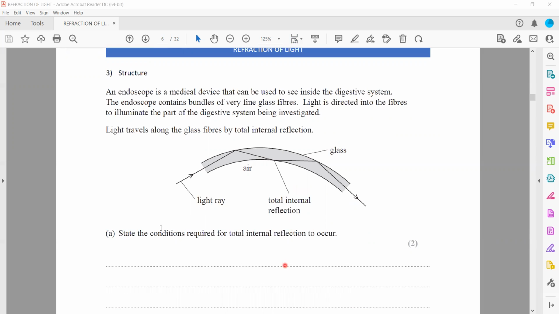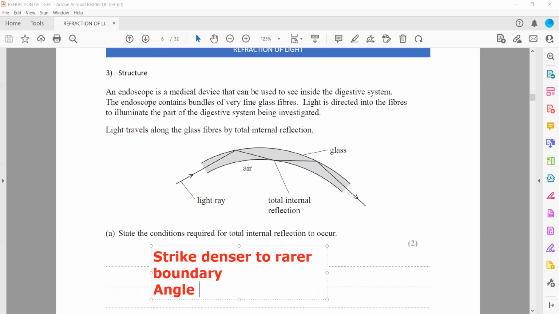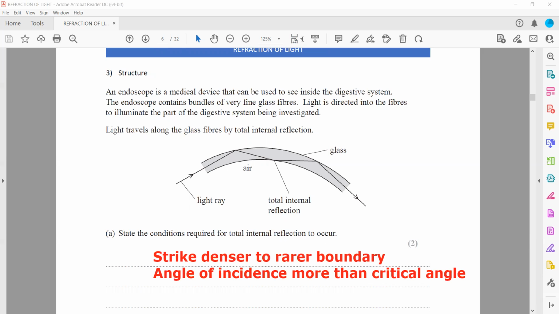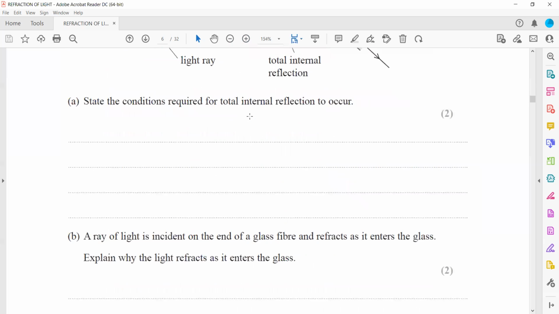So the light must strike a denser to rarer boundary, and the angle of incidence must be greater than the critical angle. So these are the two conditions for total internal reflection.